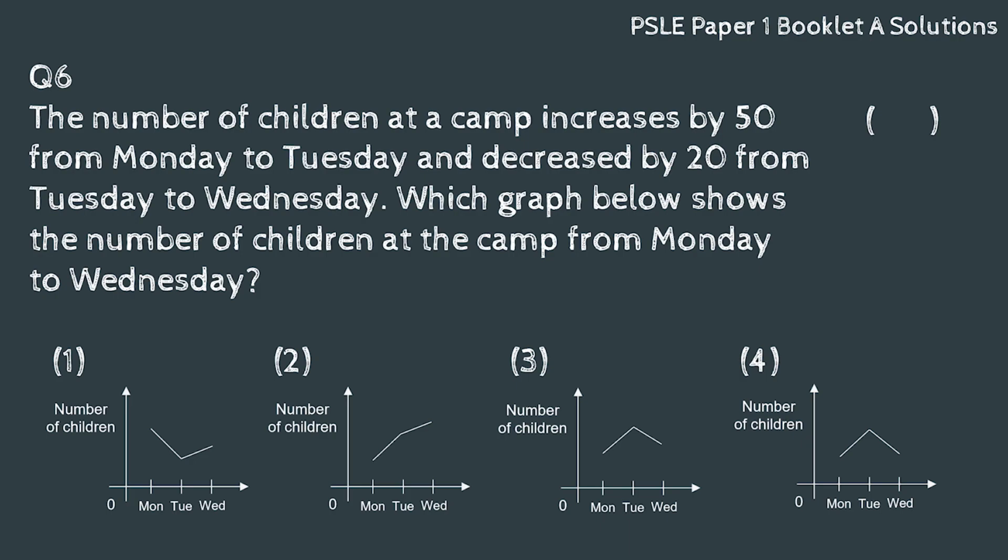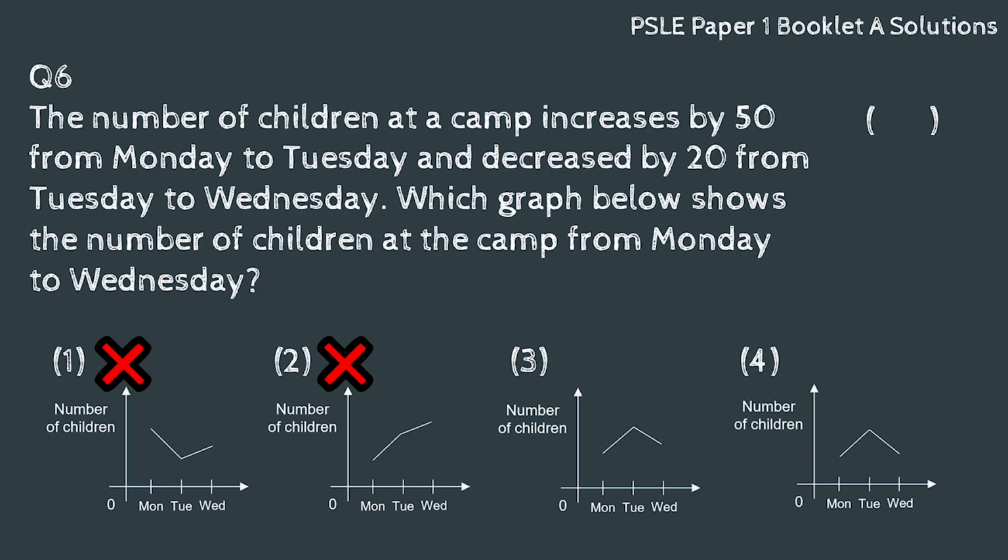We know that from Monday to Tuesday, the number of children increased. So, there should be an upward sloping line. And from Tuesday to Wednesday, the number of children decreased. So, there should be a downward sloping line. We can see that the first two options are out, as they do not portray an upward then downward sloping line.